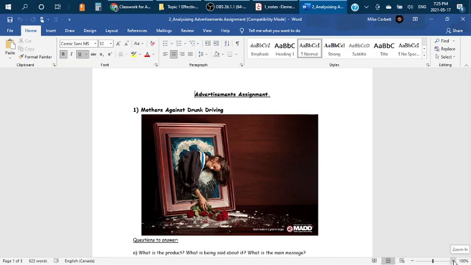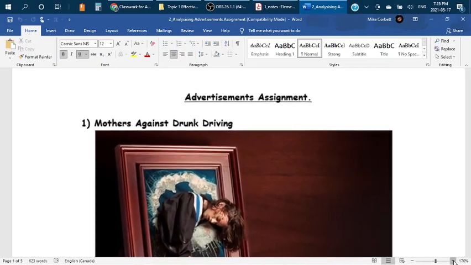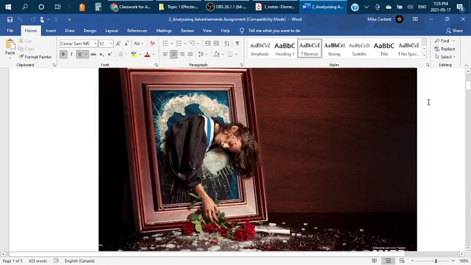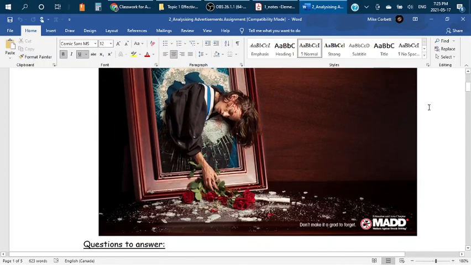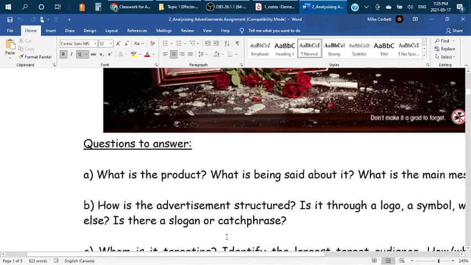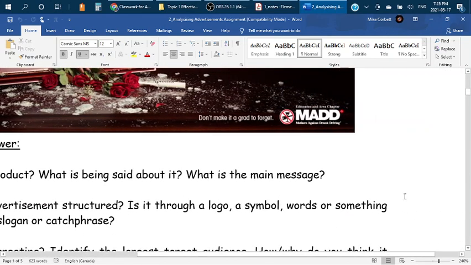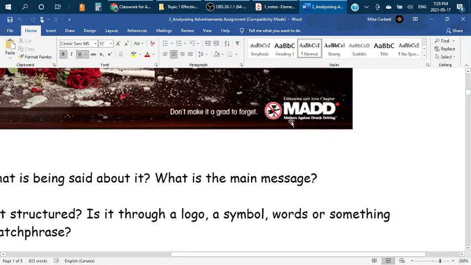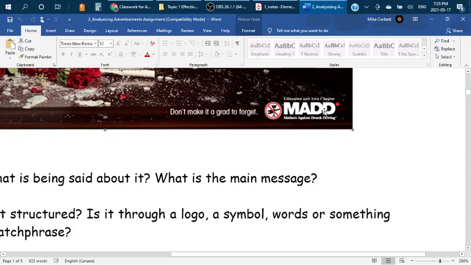So now let's zoom in, and I apologize for the graphic nature of this ad, but I suppose it is an important ad, especially for this upcoming time of year, with graduation season coming. And here we have an advertisement for Mothers Against Drunk Driving. So if we zoom in really low on here, we can see it is Mothers Against Drunk Driving, and it is their ad, there's their logo.